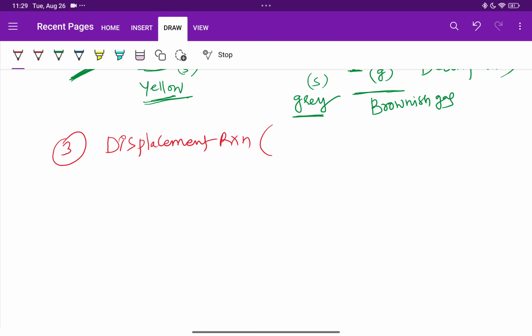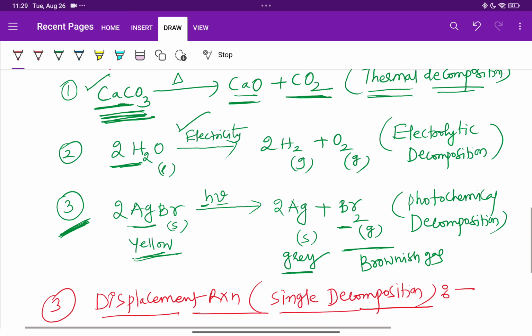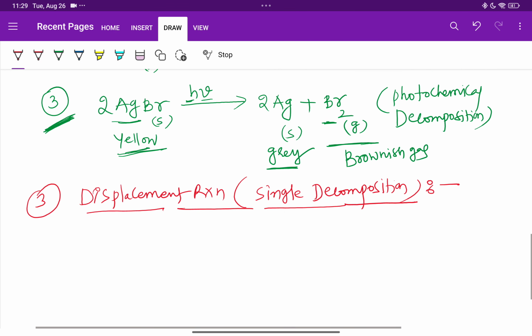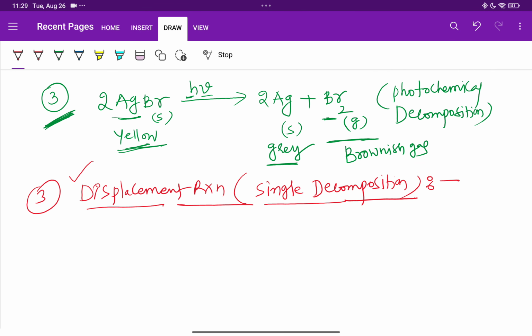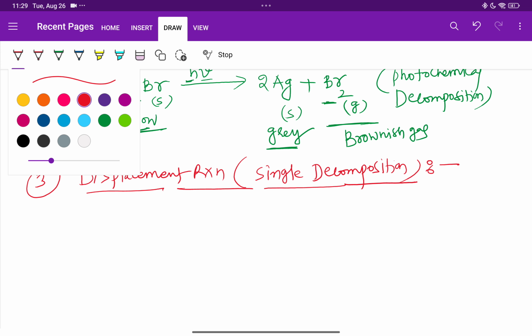Displacement reaction, another name is single decomposition reaction. Then what is the meaning of single decomposition? So here, after decomposition, the third one is displacement. The definition is a very simple definition I am going to give you.